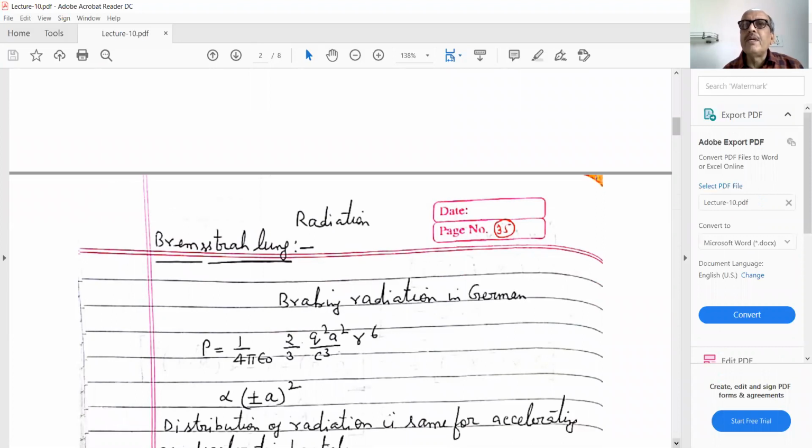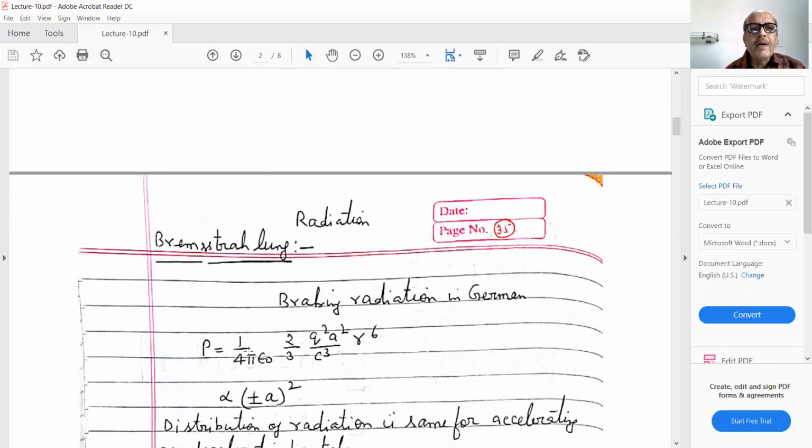Bremsstrahlung is a German word. If you look at the dictionary, Bremsstrahlung means braking radiation. Braking radiation is called Bremsstrahlung. Let us understand what exactly it is.